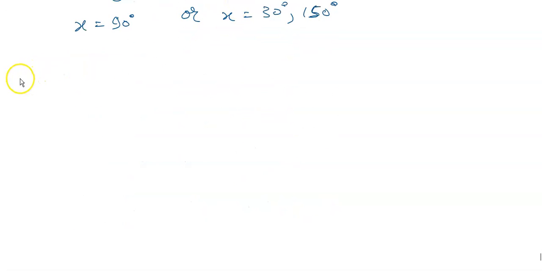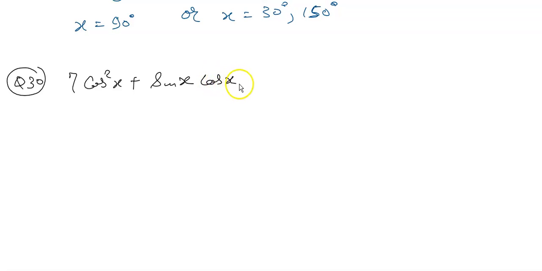Then question number 30. Question number 30: the complete solution of the equation 7 cos square x plus sin x into cos x minus 3 equal to 0. So to solve this, what we can do is, sin x and cos x are combined. So sin x cos x is combined here, so we can divide this by cos square x. What will happen on dividing by cos square x?